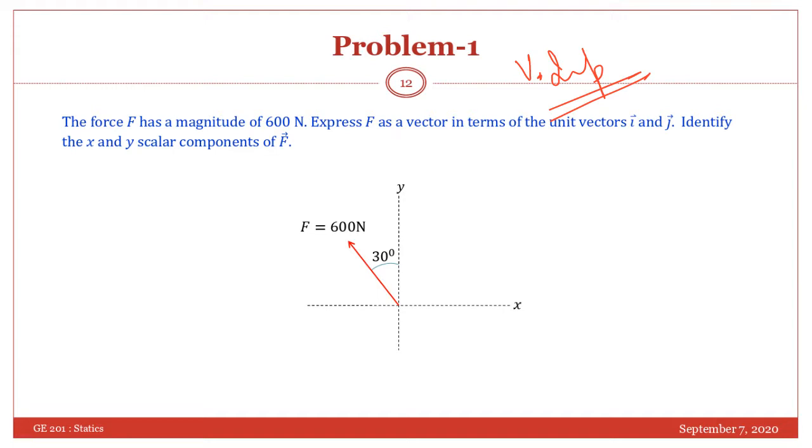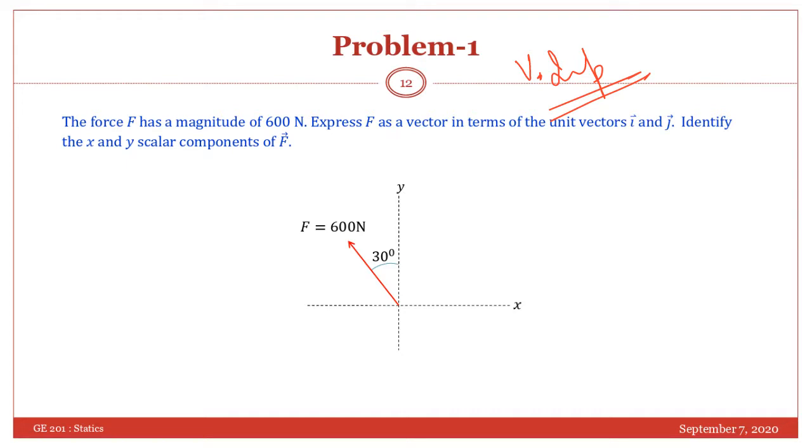The force F has a magnitude of 600 Newton. Express F as a vector in terms of the unit vectors i and j. Identify the x and y scalar components of vector F. You see here the first question is convert this force into a vector. So how can we convert a given force into a vector?